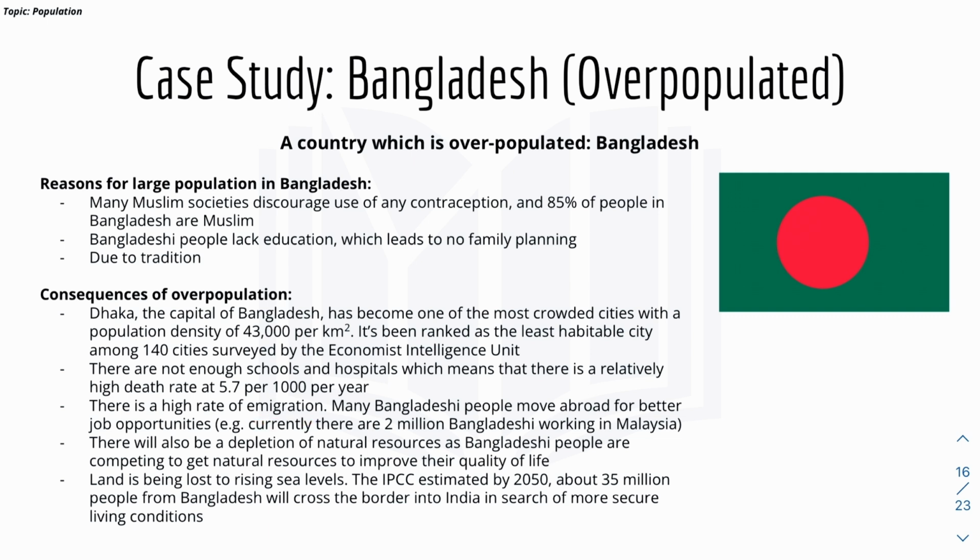And Bangladeshi people move abroad for better job opportunities, for example, moving to Malaysia, where there are currently around 2 million Bangladeshi people working in Malaysia. And there will also be a depletion of natural resources, as Bangladeshi people are competing to get natural resources to improve their quality of life if they choose to stay in Bangladesh due to family or work. And lastly, the land is being lost through rising sea levels.